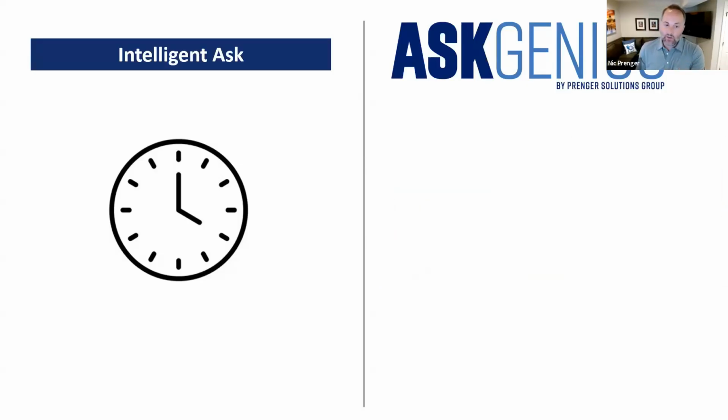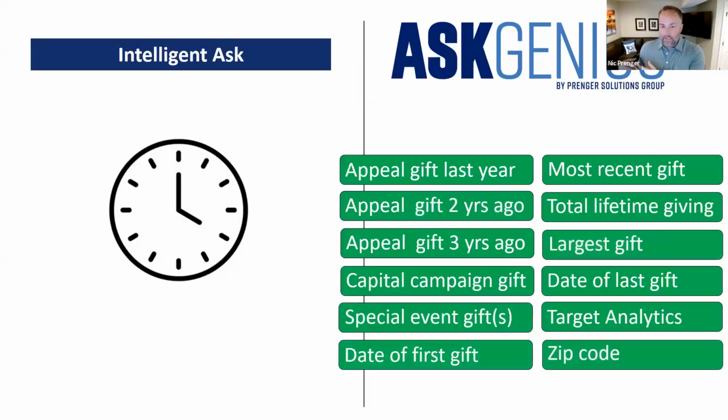Ask Genius, for those of you that use it, it's based on a ton of actual data of that donor, right? So we're looking at their giving history, we're looking at their largest gift, we're looking at target analytics and all the great products from Blackbaud to set that ask amount. The question we get all the time is, can you marry those two together? We are working on it.